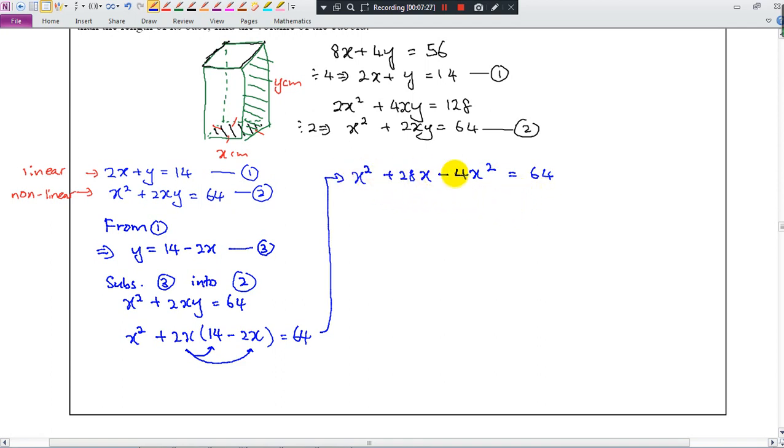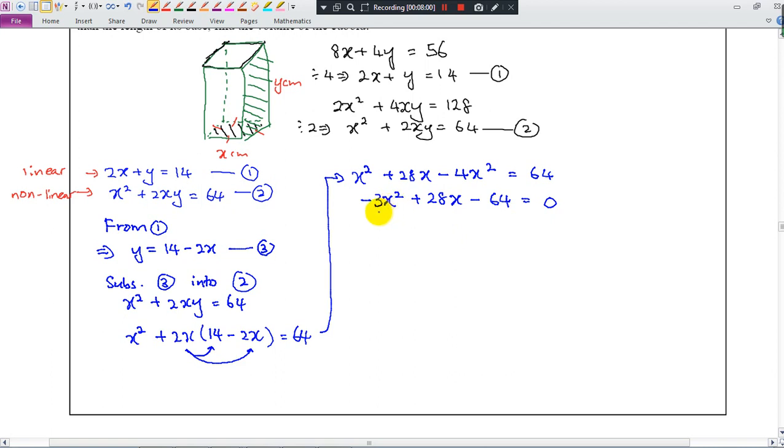Now these two are like terms because they are both x squared. They can add or subtract. Nothing here means 1, and 1 minus 4 gives negative 3x squared. This one we cannot do anything, we just copy 28x. I move this over here, it becomes minus 64 equal to 0. Let me check again, correct or not.